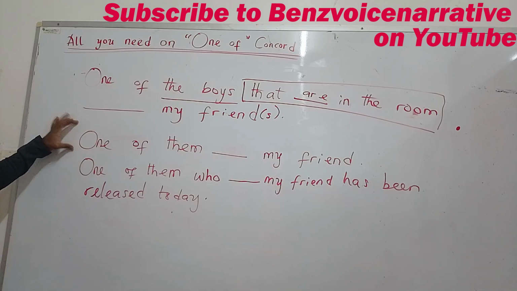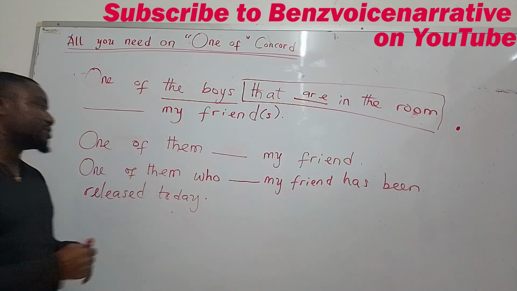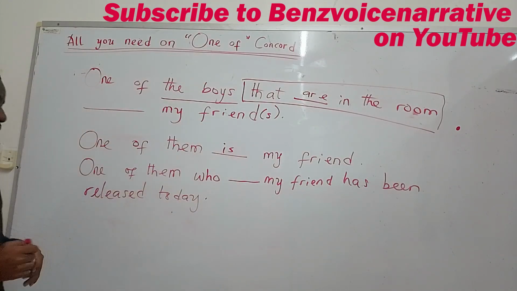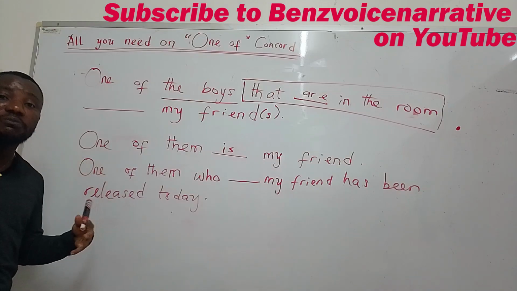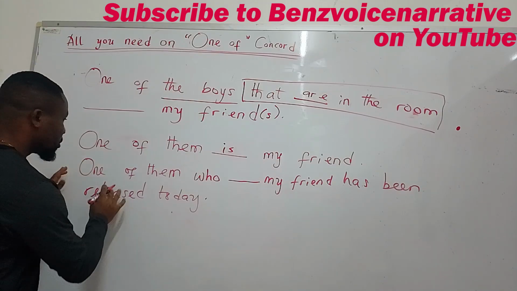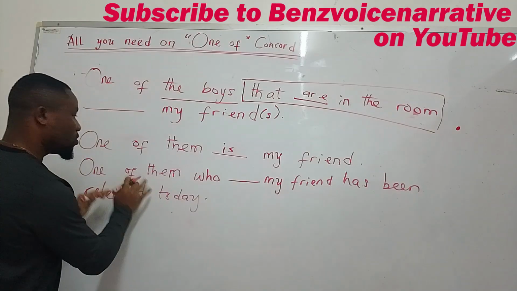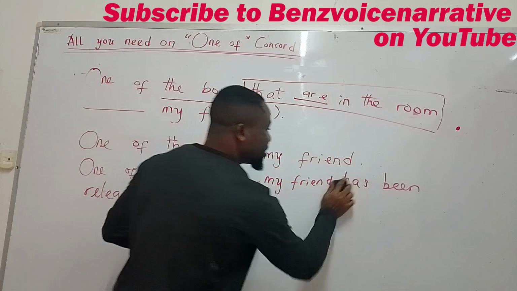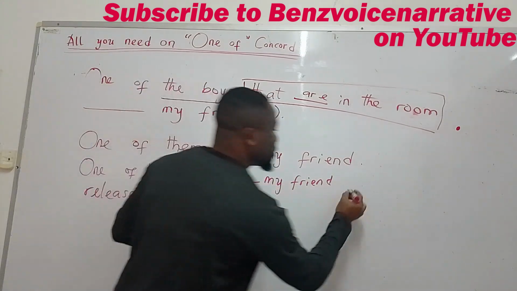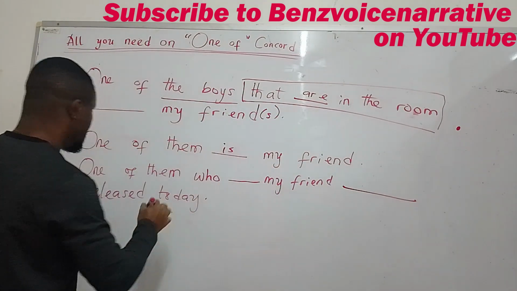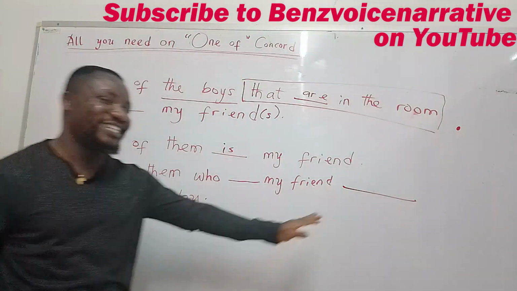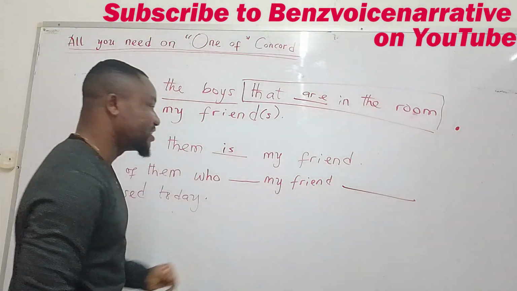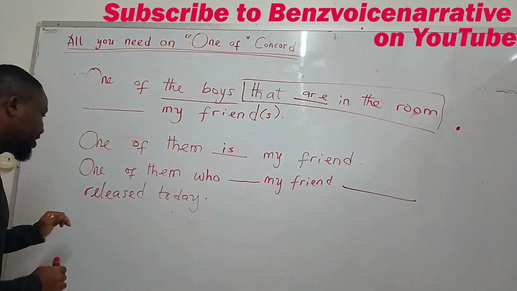So this is clear. The first structure is very clear. One of them is my friend, no doubt about it. This is where the supposed problem often emanates from. So, one of them, oh my goodness, why did I do this? Sorry, I should not put this here. I got carried away. Okay. One of them, who, dash, my friend, dash, released today.